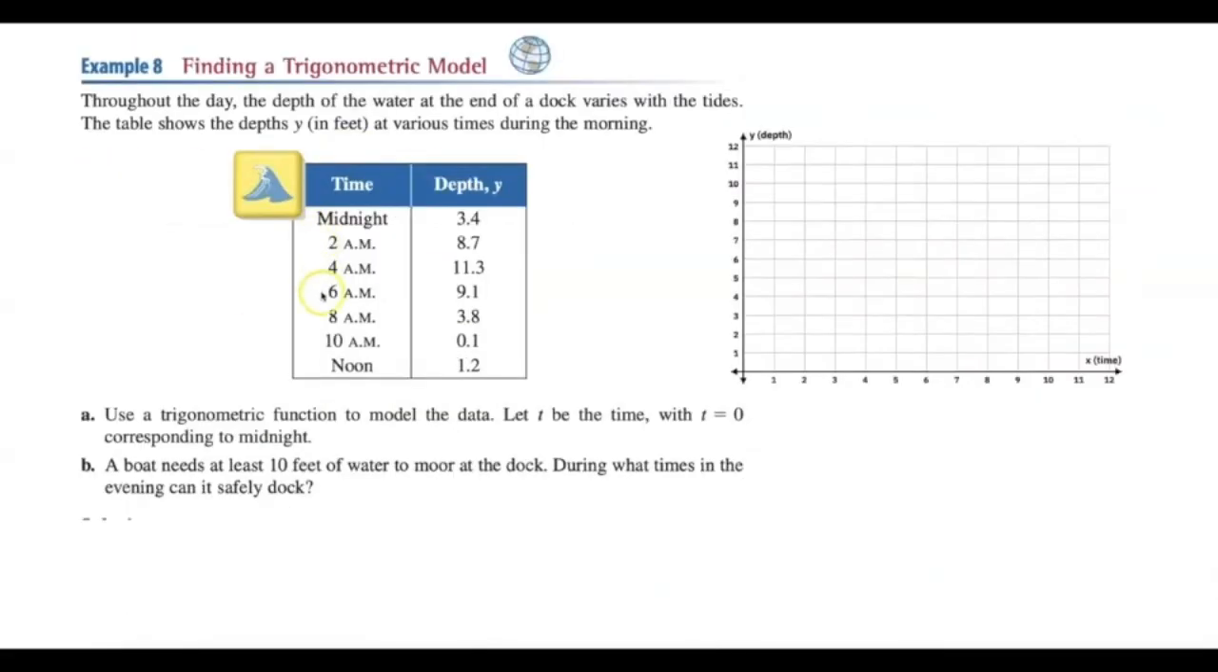So here we're at a dock and the sea level is going up and down, starting at midnight. They want us to use a trig function model to model the data. Let t be the time, with time equals 0 at midnight. So this is 0, 2, 4, 6, 8, 10, and 12. First thing we do is plot the data.